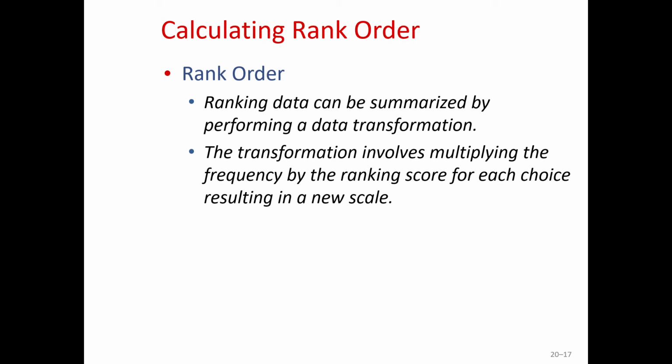Rank order. Survey respondents are often asked to rank order their preferences for some items, issues, or characteristics. Consumers may be asked to rank their 3 favorite brands, or employee respondents may provide a ranking of several different employee benefits plans. Ranking data can be summarized by performing data transformation. The transformation involves multiplying the frequency by the ranking score for each choice to result in a new scale.